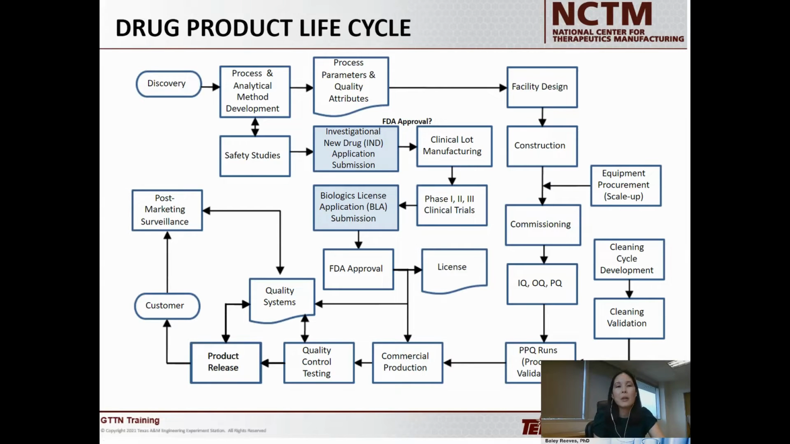So you can see that the drug product life cycle is very long and complicated, and there are all of these different activities that are going on kind of in parallel. And this isn't just specific for gene therapy products, this is just kind of biologics as a whole.